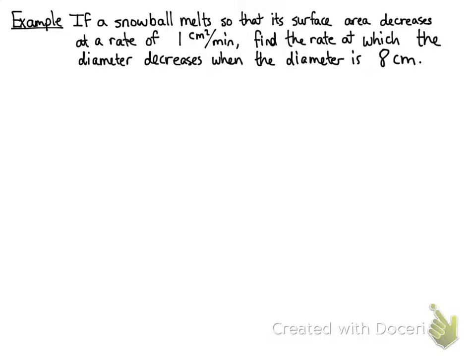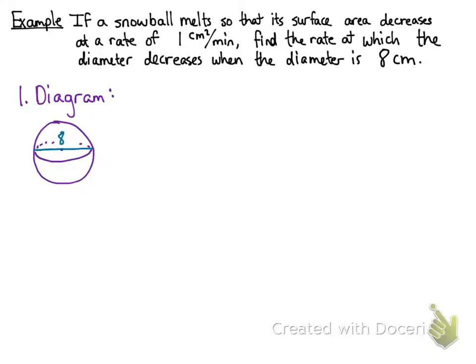Sometimes its diameter starts off bigger than 8 centimeters, and then it shrinks, and then eventually it gets smaller than 8 centimeters and perhaps disappears entirely if it melts long enough. But I want to know how fast that diameter is shrinking at the moment in time when the snowball has a diameter of 8 centimeters. Okay, I need to draw a diagram. There's a snowball.